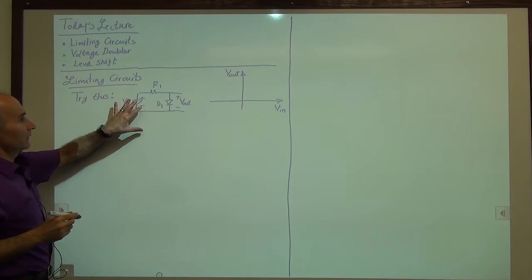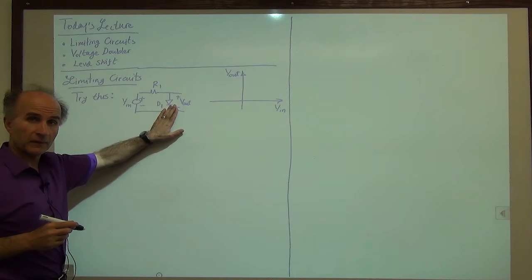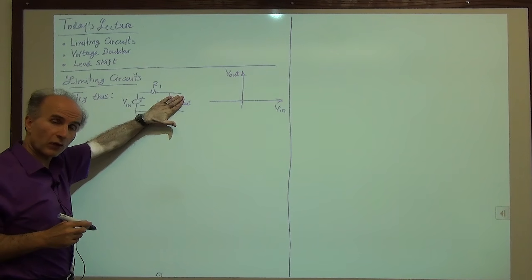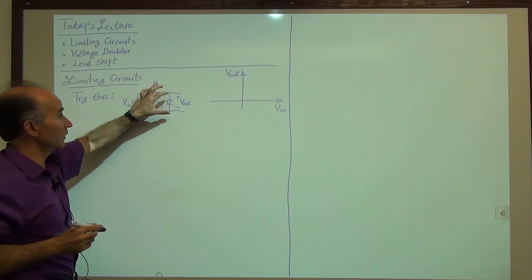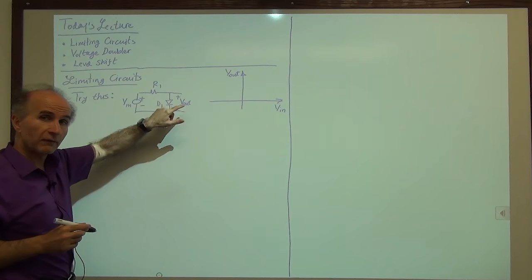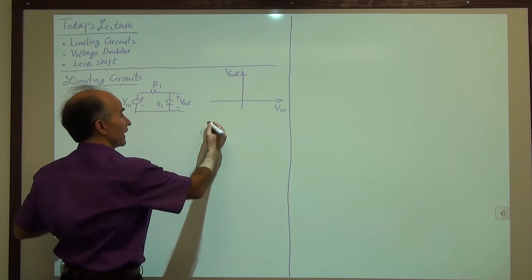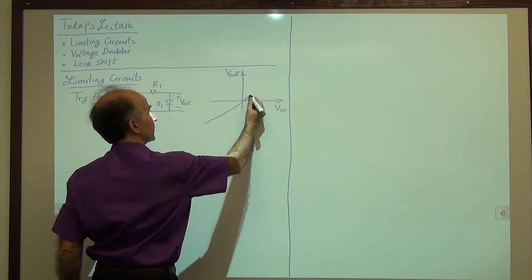We know that if the input is very negative, the diode is off. If the diode is off, there's no current through R1. The voltage drop across R1 is 0. So KVL tells us that this voltage must be equal to this voltage. So as long as the diode is off, V out simply is equal to V in. All right, so V out is equal to V in. It comes up, it goes through 0.